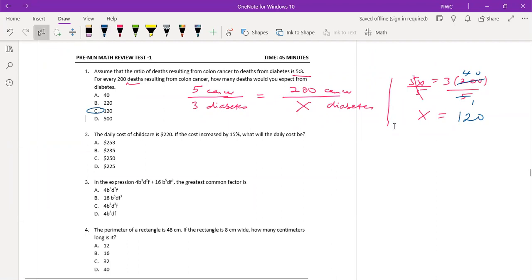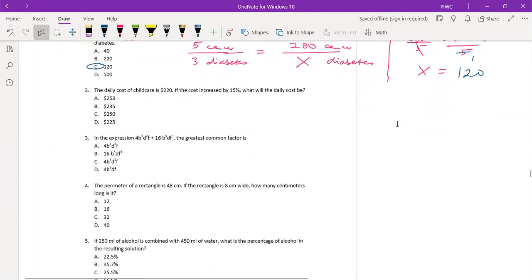Let me know if you have a particular question, just stop me so that I can go over. Okay, number 2, the daily cost of childcare is $220. If the cost increased by 15%, what would be the daily cost? So we need to find 15% of 220. So 220 times 15%. I'm going to change that to a decimal, two decimal places, so that will be 0.15. This will give us 33.